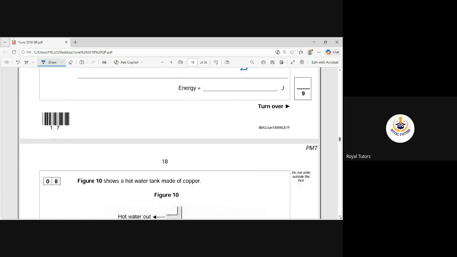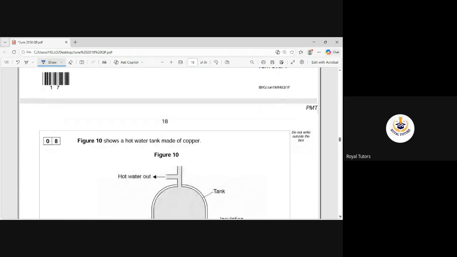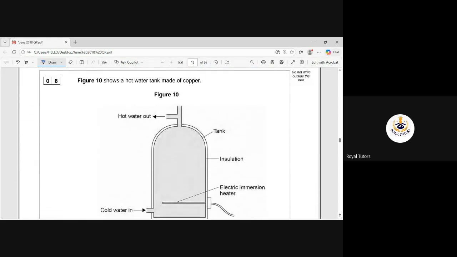Let's move on. The next question, they say figure 10 shows a hot water tank that is made of copper.